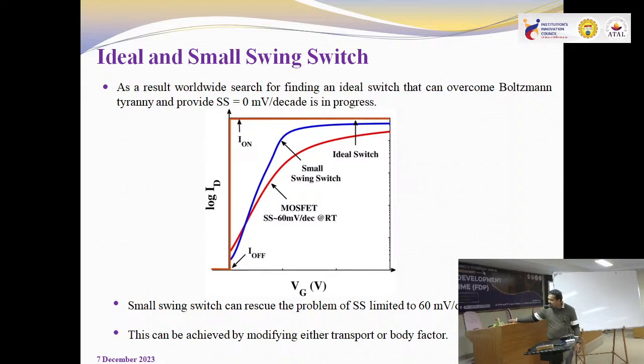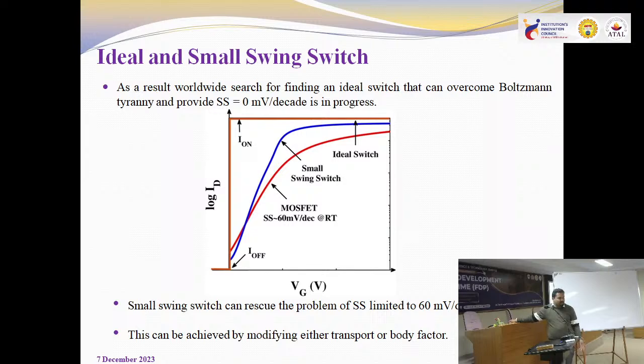So now just see this. This is a small swing switch. So it has higher on current as compared to the MOSFET. It has lower off current as compared to the MOSFET, and it switches abruptly. And this term is nothing but subthreshold swing, which I have discussed in the previous slide. So a small swing switch can rescue the problem of subthreshold swing limited to 60 millivolt per decade.